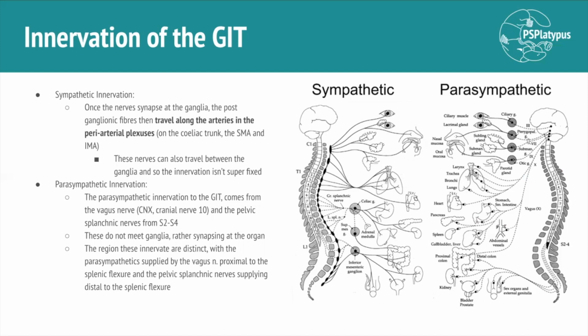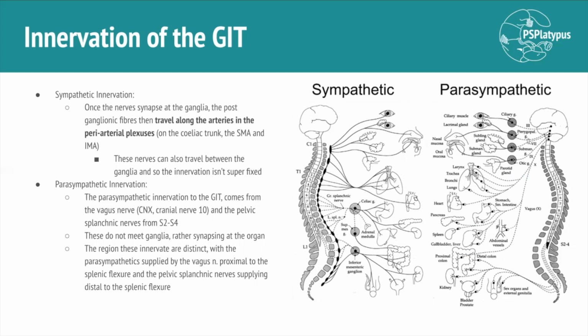In terms of parasympathetic innervation, the parasympathetic innervation of the gastrointestinal tract comes from the vagus nerve, or cranial nerve 10, and the pelvic splanchnic nerves from S2 to S4. These do not meet at ganglia, rather synapsing at the organ and having very short postsynaptic fibers that innervate for the wanted effect.